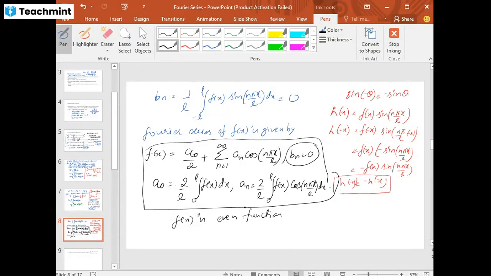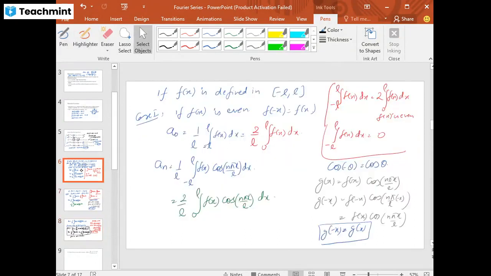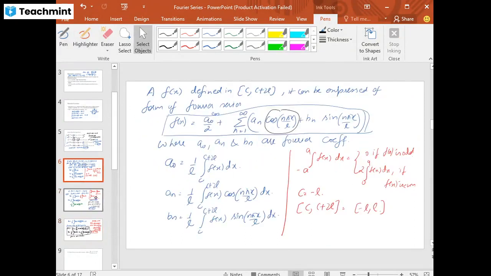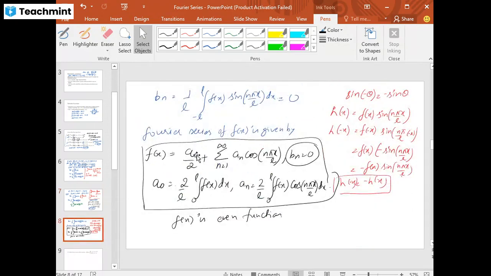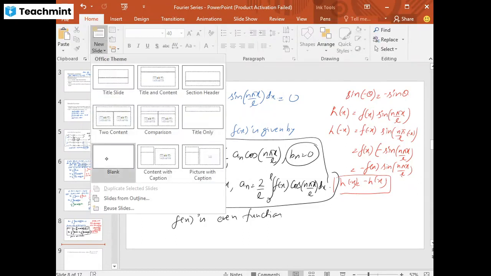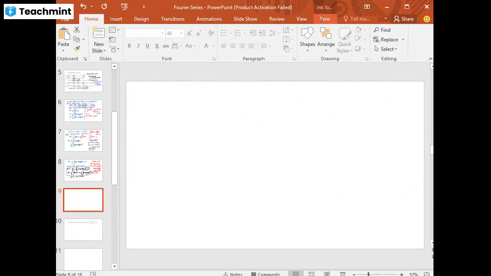Okay. So if your function f of x is an even function and your function is defined in the interval minus L to L, then the Fourier series of the function reduces to a naught by 2 plus summation a n cos n pi x upon L. That is, the value of Fourier coefficient Bn is 0. Now, what will happen if your function is odd? So let us consider case number 2.